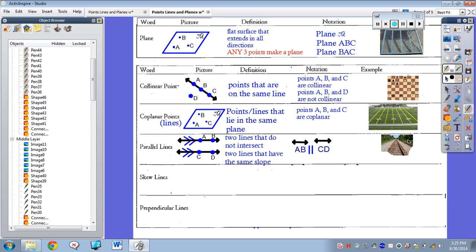Where do you see parallel lines in real life? This is an example of a railroad track. So this line right here goes forever in that direction, and this one goes forever in this direction. These two lines are parallel to one another.